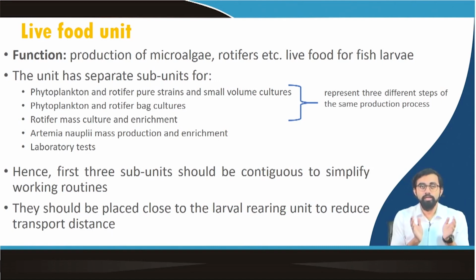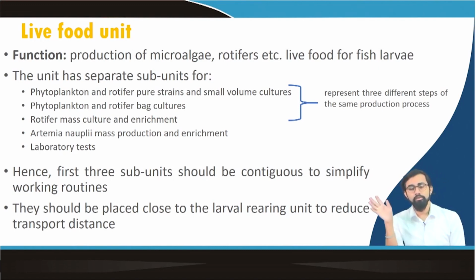So these units should be there in the live food unit, where from there you can taste, identify, and capture different stages of your live food, and you just provide it to your culture species. Hence, in general, the first three subunits should be contiguous to simplify the working routines, as we told you: the phytoplankton, rotifer pure strains, their back culture and their mass culture. These are three different steps of the same production process, and we collect it and give it at different stages of our larval rearing unit, our culture species.